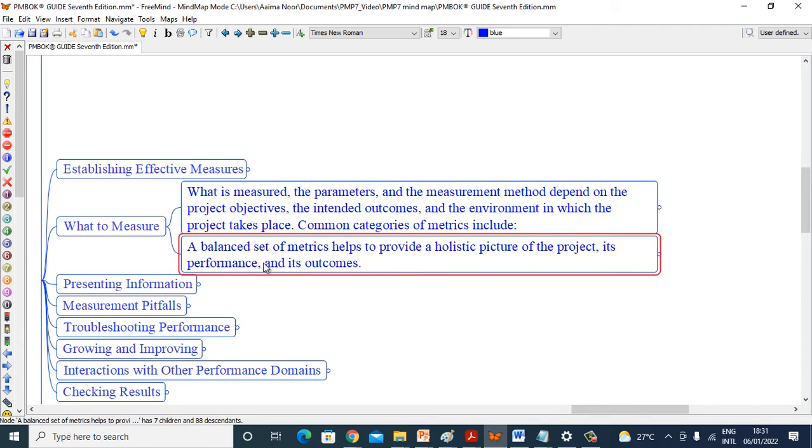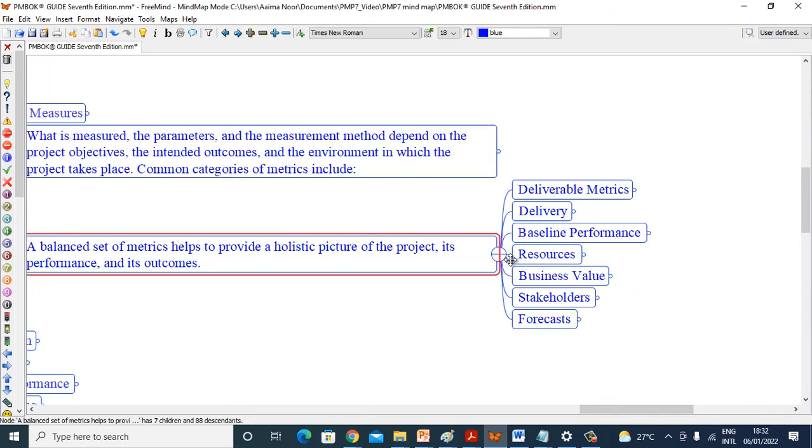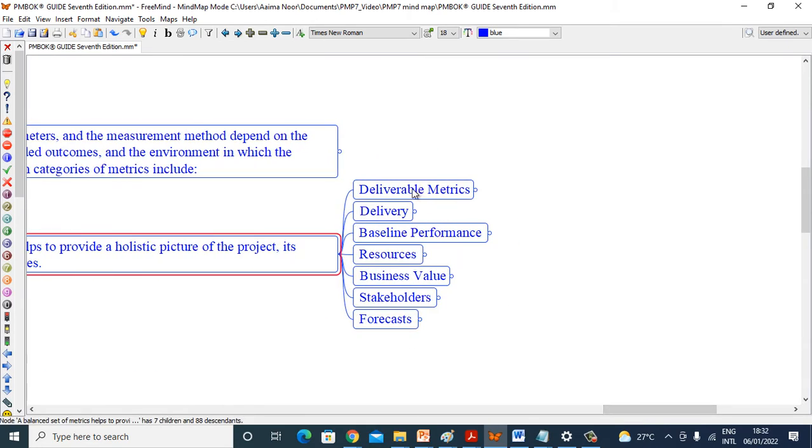A balanced set of metrics helps to provide a holistic picture of the project, its performance, and its outcome. Deliverable metrics, delivery, baseline performance, resources, business value, stakeholder, and forecast. So let's explore one by one. Deliverable metrics.